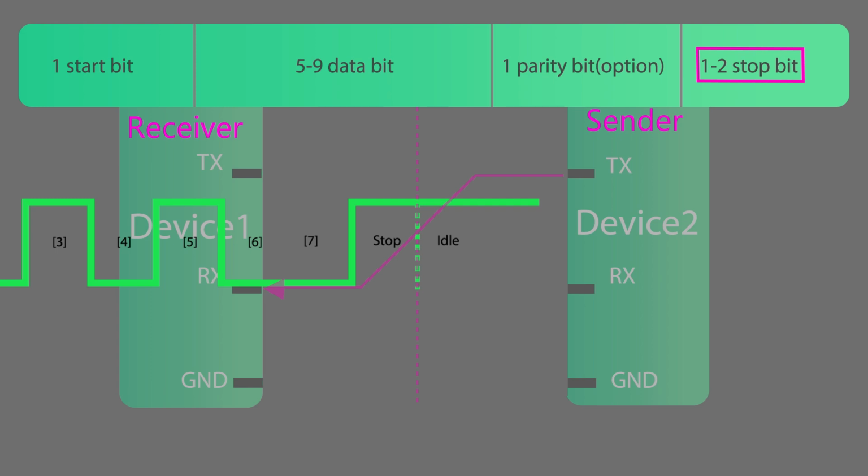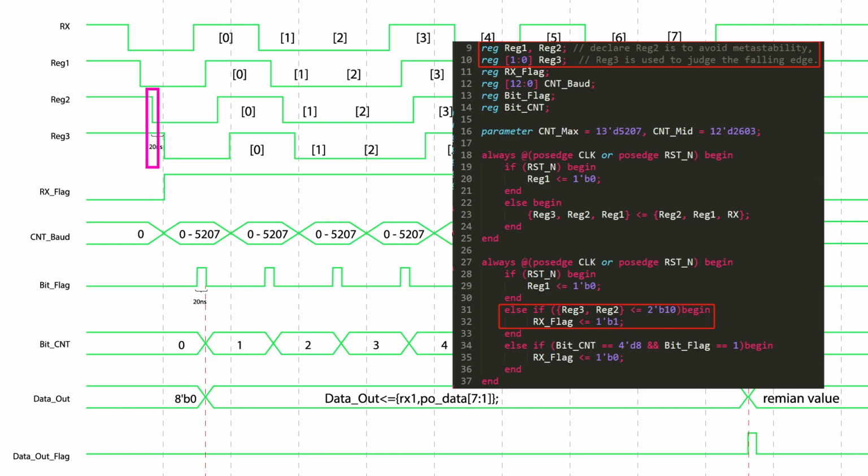If multiple data needs to be sent, the state will directly change from stop to start rather than change from stop to idle and then to start. The receiver doesn't need to care about the stop bit, and just needs to judge the falling edge of the start bit when the level changes from idle state to start state or from stop state to start state.